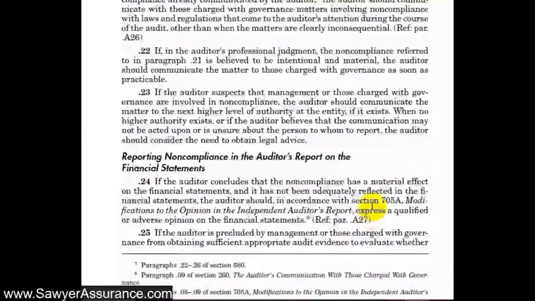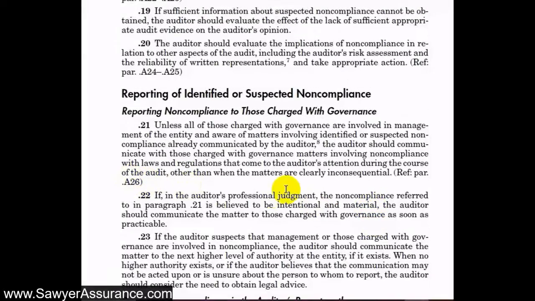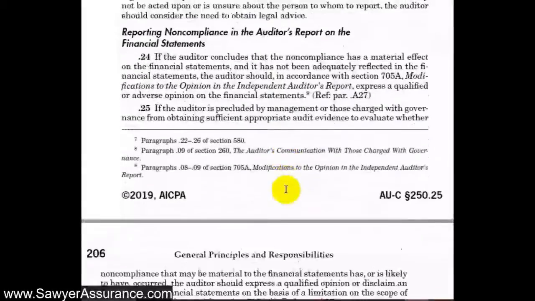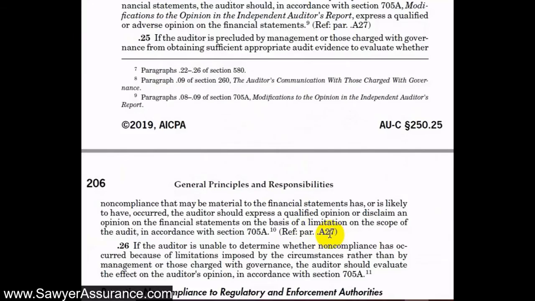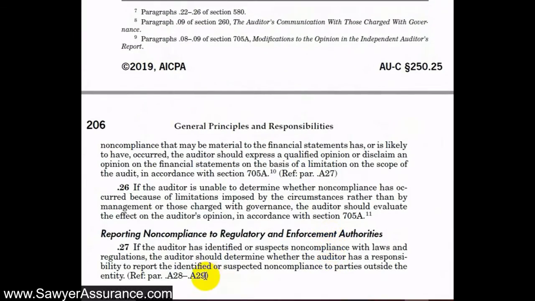I believe it starts at 26. Yes, A26 through A29. So let's go down to those sections.